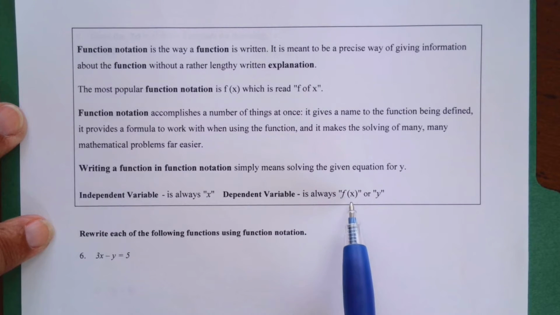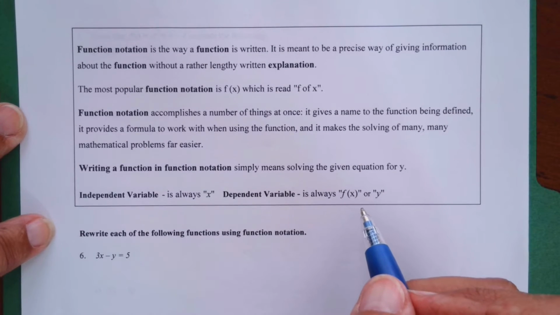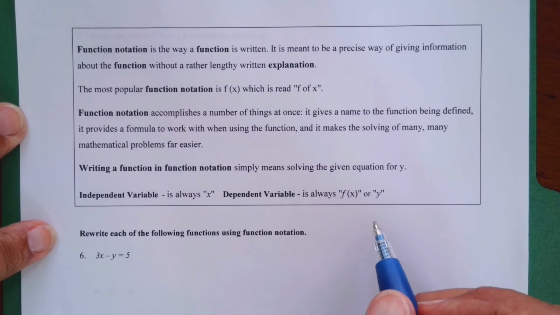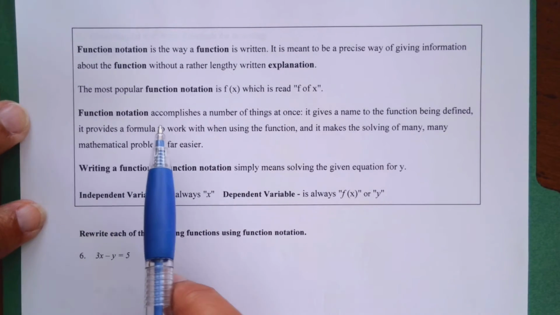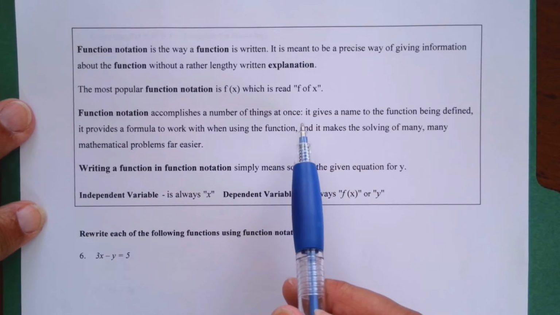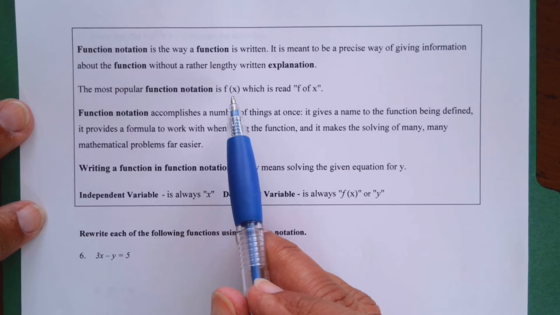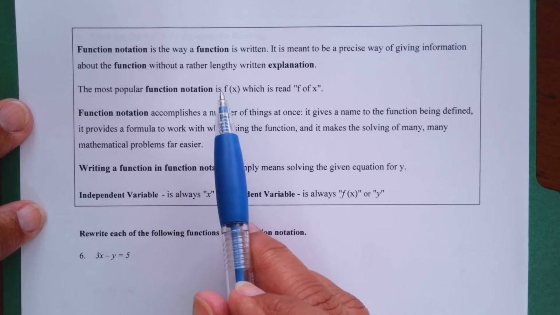So you might be saying, well, why is that a shortcut? That's a lot smaller to write than f of x. Well, that's true for algebra equations, but when we're looking at real life problems, you'll see in probably, I think, the next section, we'll see how that kind of comes into play, okay? All right, so function notation accomplishes a number of things at once. It gives a name to the function being defined. So in this case, it would be function f, okay? So the letter out front is the name of the function.